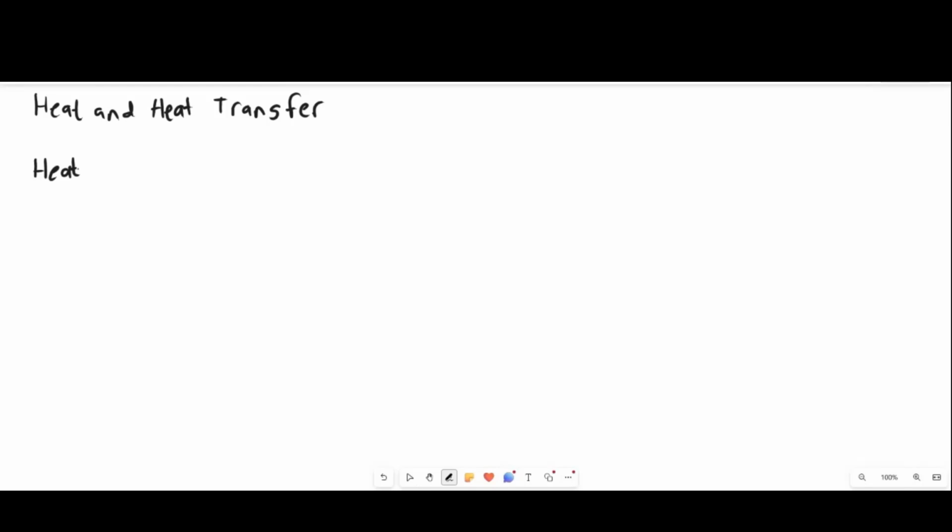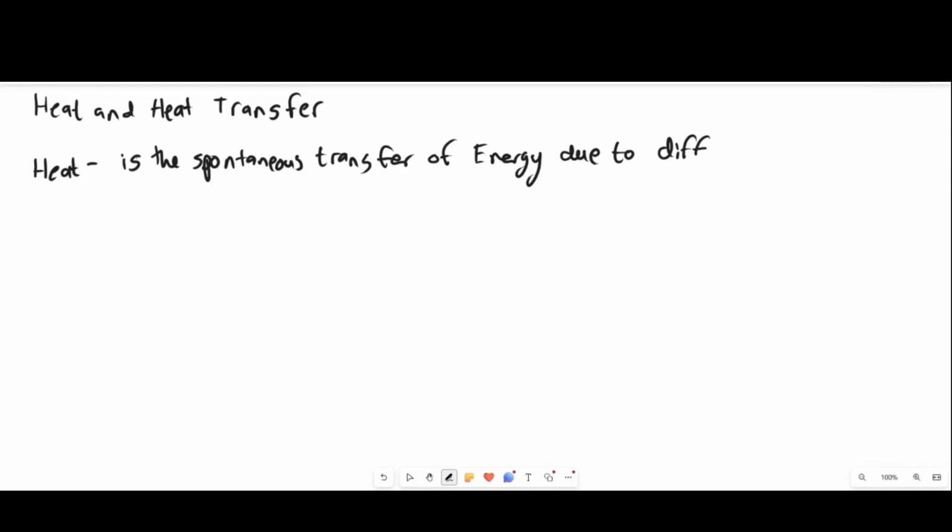So, heat is the spontaneous transfer of energy due to differences in temperature. So you need a temperature differential to have heat, but heat and temperature are not exactly the same thing. And so you can see that with the units for heat.